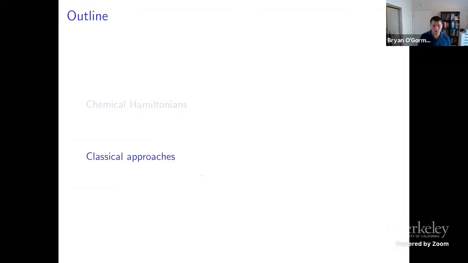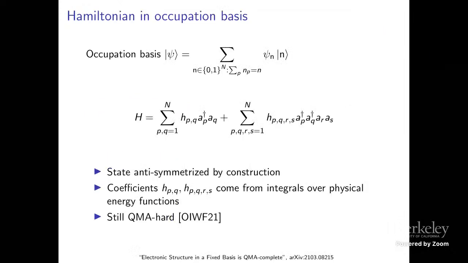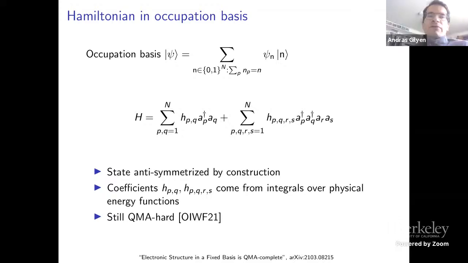So can I ask you something? Yeah. So the Hamiltonian in this formalism is four local, right? In this latter one. Yeah.